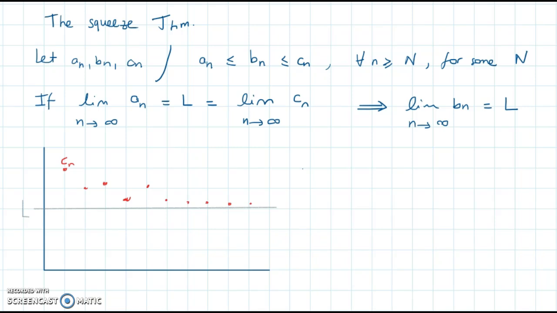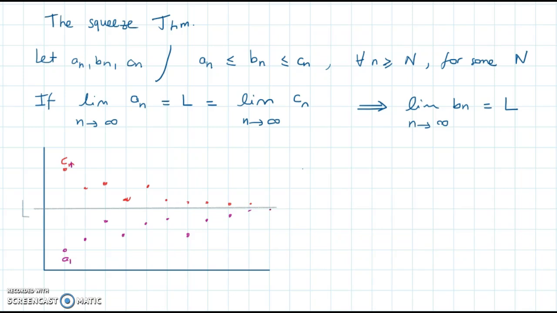With a different color, I'm going to draw the terms of the sequence a_n. So this is a_1, and then we have a_2 and a_3 and so on. And as n approaches infinity, the terms of this sequence also approach L.